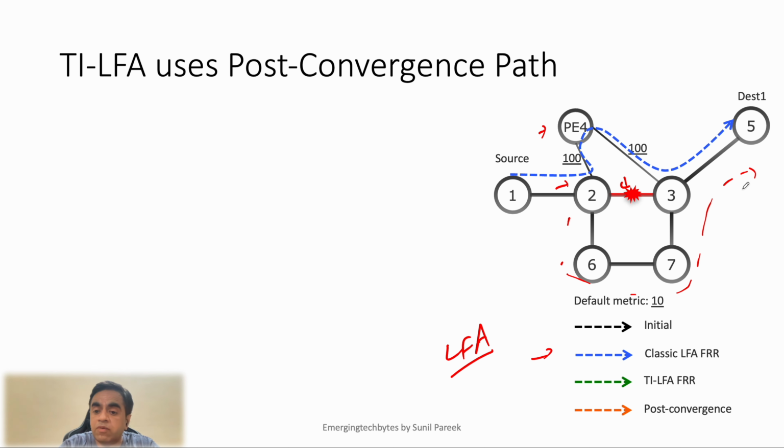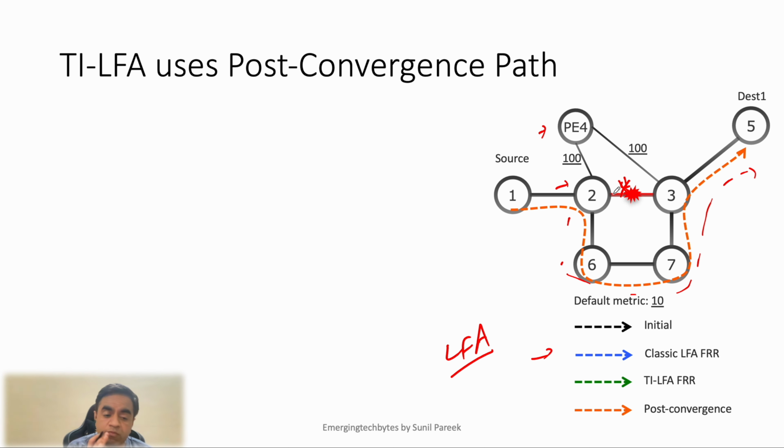But here, if we implement the TI-LFA, it will have this path from 1 to 2 to 6 to 7 to 3, and from there it will go to 5. And when this link fails, as you can see, your IGP will also calculate the same path. How does TI-LFA basically do this? TI-LFA eliminates that link that you are trying to protect from the SPF calculations.